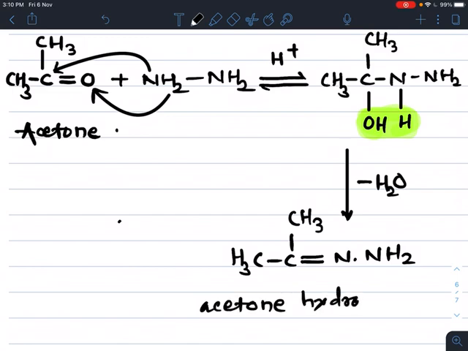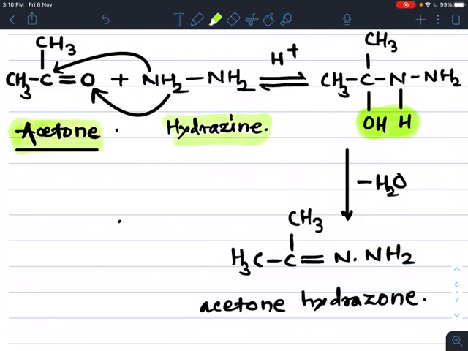Acetone hydrazone is formed from acetone. This is the first member of ketone. When it is treated with hydrazine, the formula of hydrazine is NH2NH2. So when acetone is treated with hydrazine, we get its corresponding hydrazone, acetone hydrazone. So in this way, in the first step the addition product is formed, and in the second step finally the elimination product is formed. So this is about the addition elimination reaction with hydrazine.